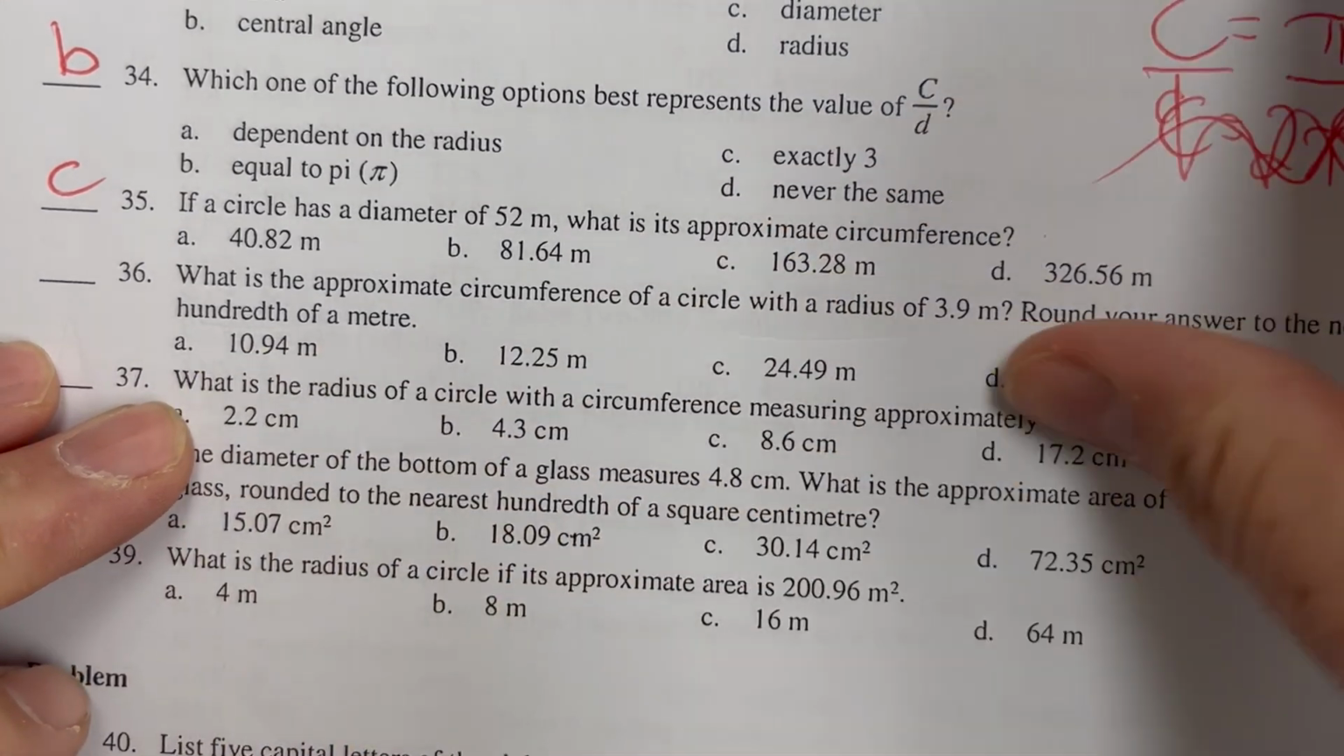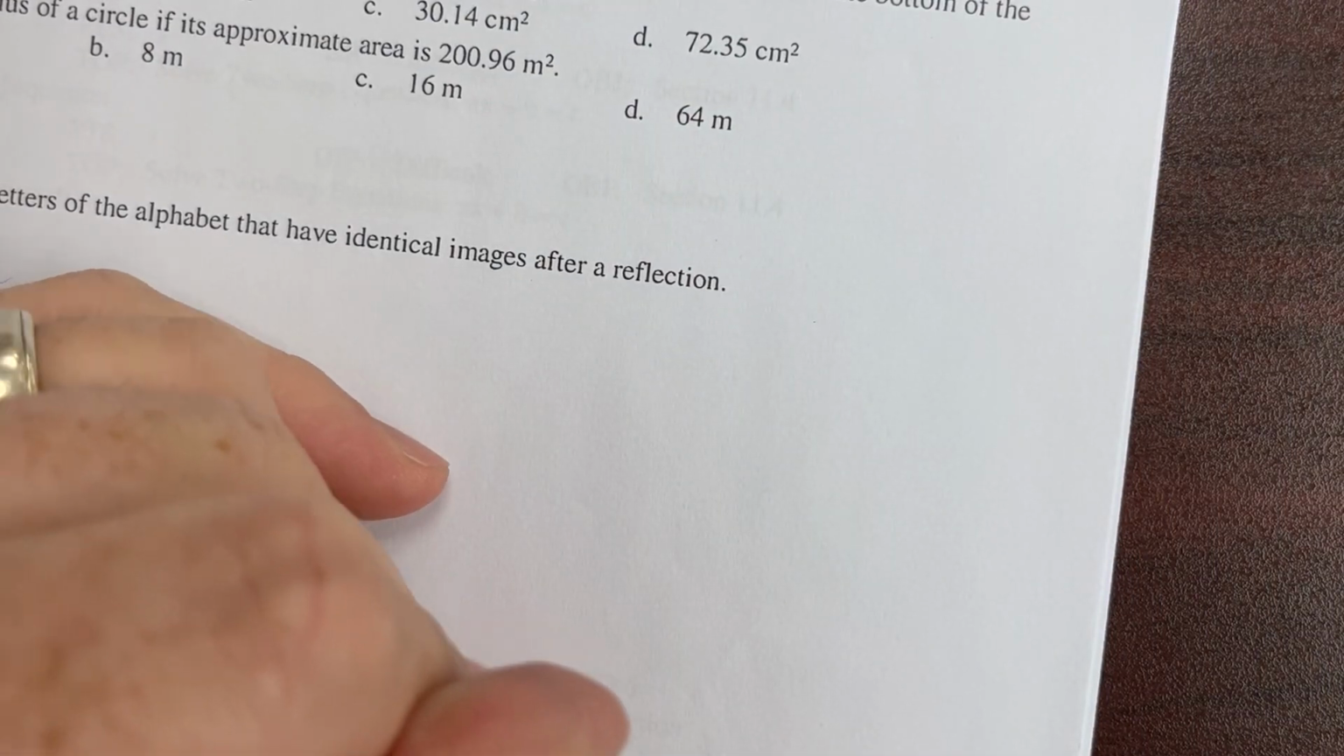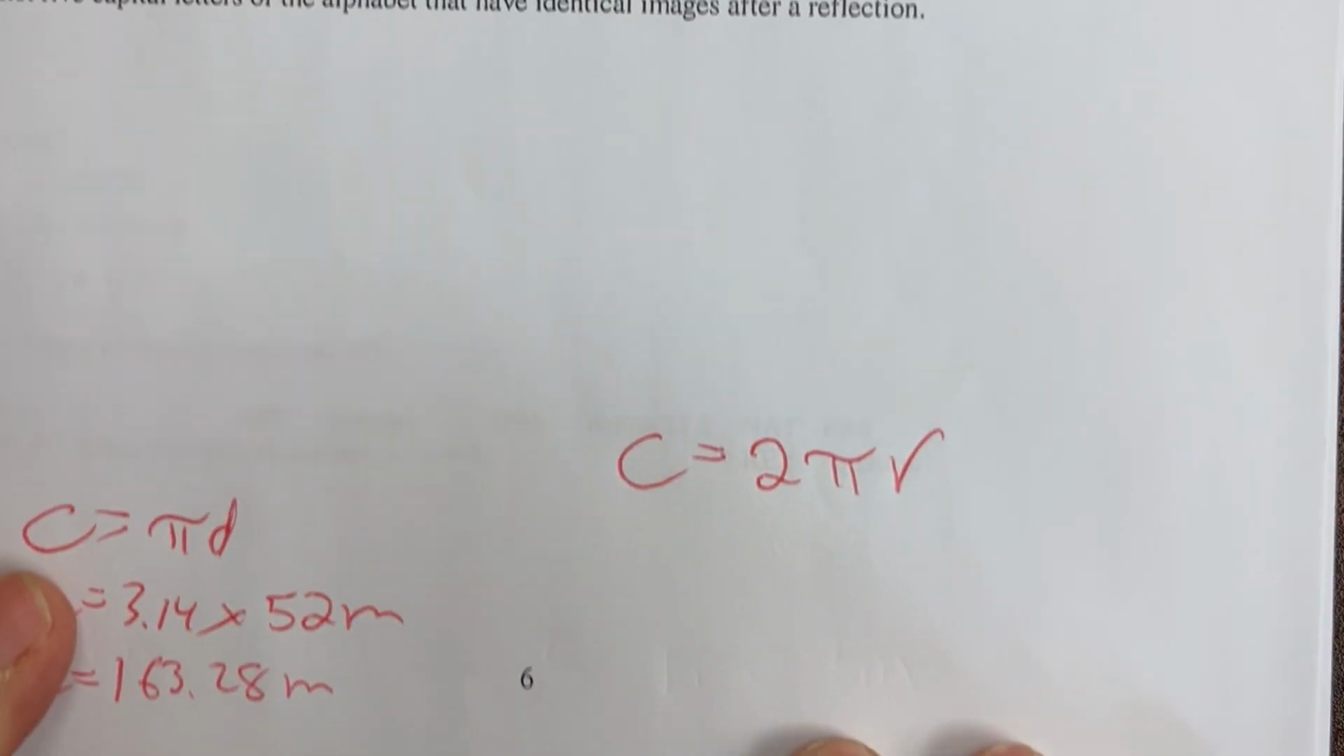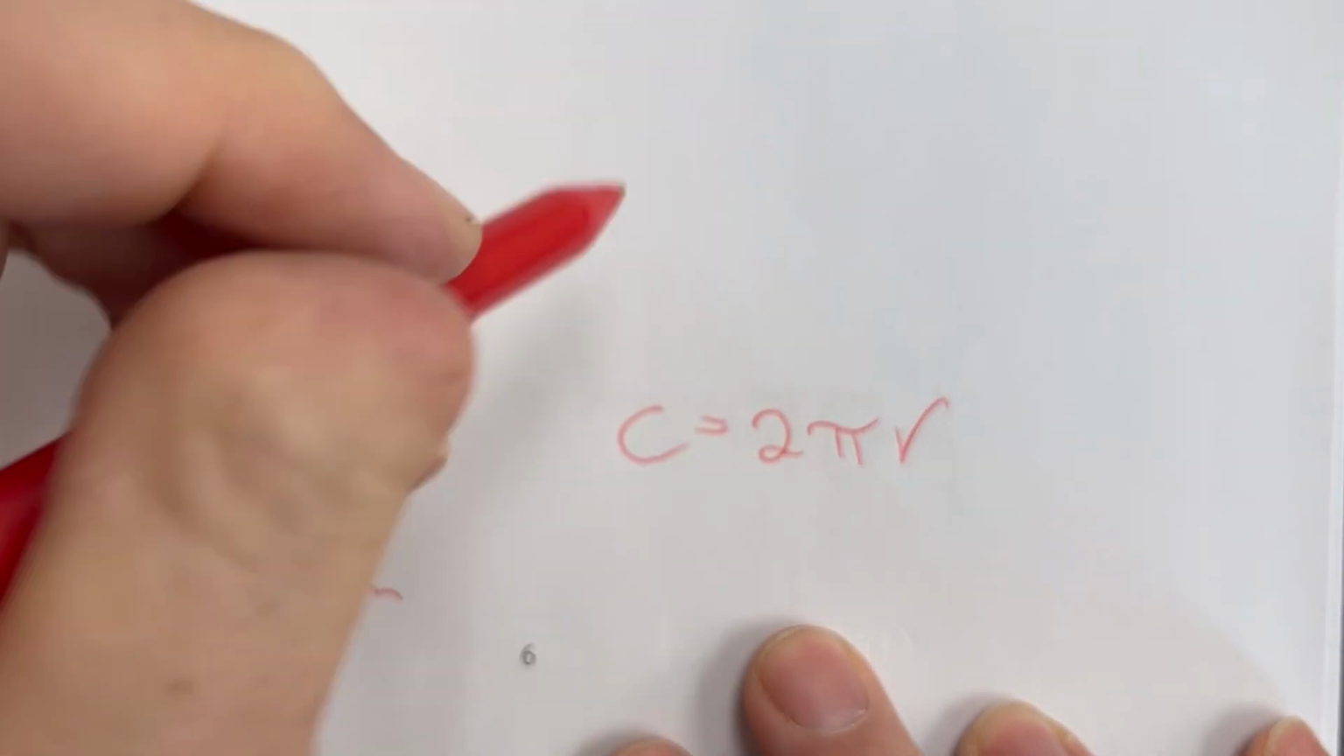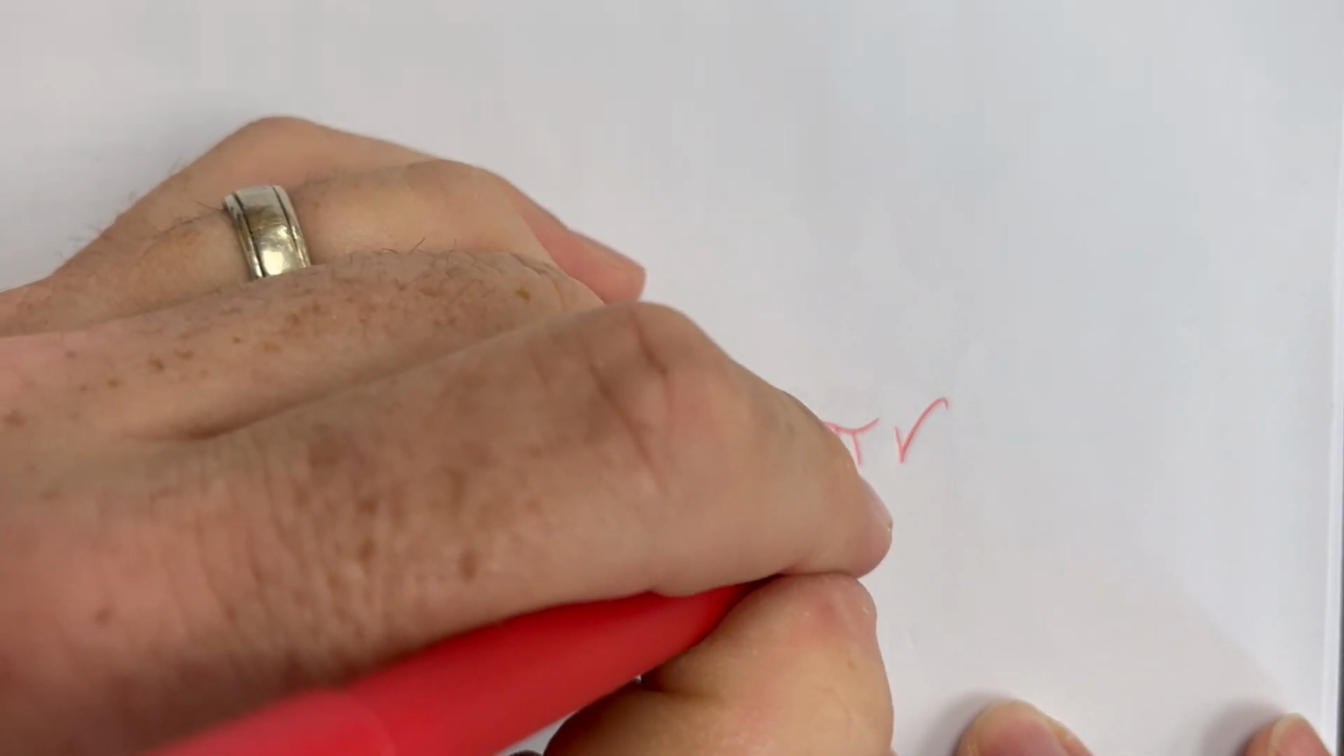What's the approximate circumference of a circle with a radius of 3.9, rounded to the nearest hundredth of a meter? Okay, so radius this time. So C equals 2 times pi times R. And the radius they just said was 3.9. So 2 times 3.14 times 3.9.